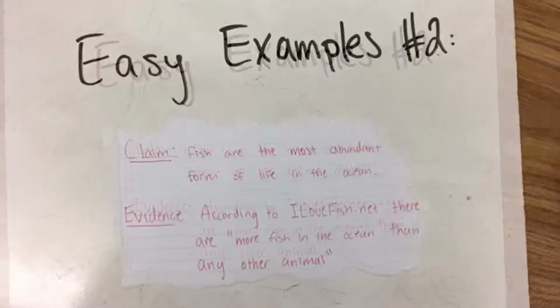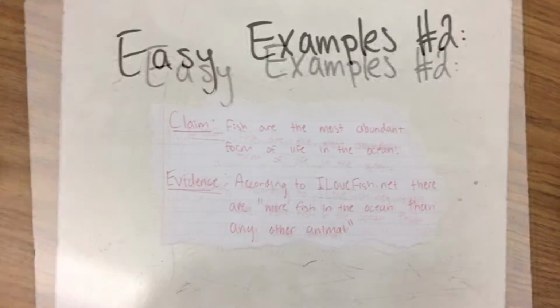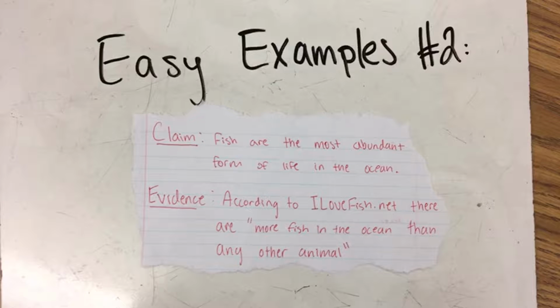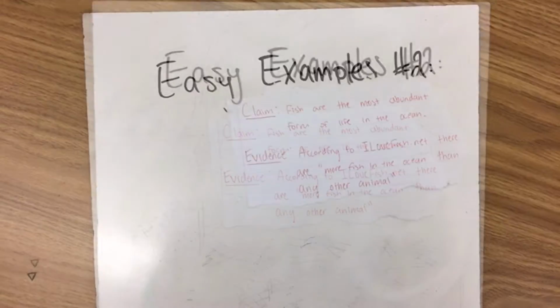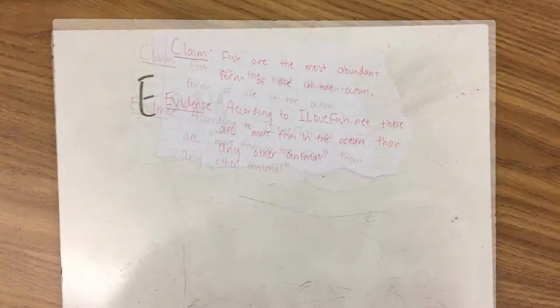information from. For the next example, let's say our claim is that fish are the most abundant form of life in the ocean. A good piece of evidence to back that up would be, according to ilovefish.net, there are, quote, more fish in the ocean than any other animal, close quotes. This piece of evidence directly backs up the claim, which is something you should look for when finding evidence.